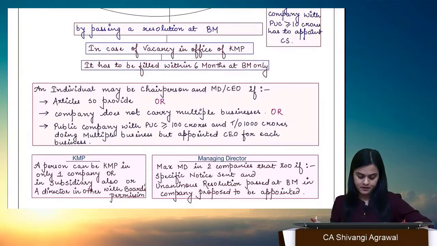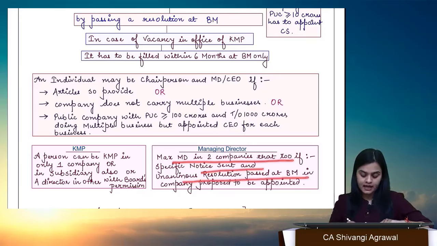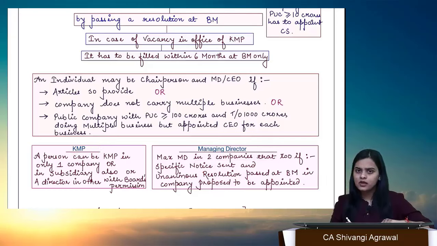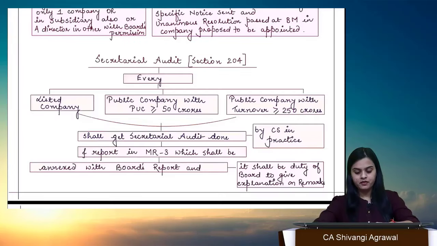Now, a person can be MD in a maximum of 2 companies, and that too if specific notice is sent and a unanimous resolution is passed at the board meeting of the second appointment. And if you talk about KMP, one person can be KMP in only one company. He can be KMP in more companies also, provided those companies are only subsidiaries, right? However, he can become a director with the board's permission. That's not a problem.